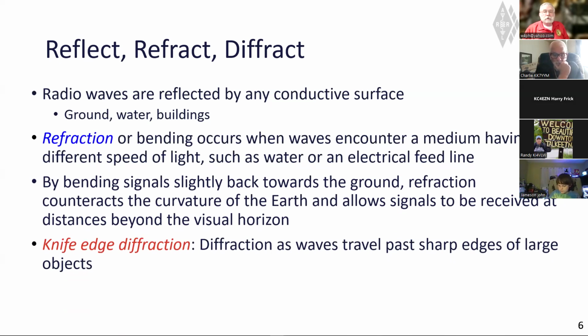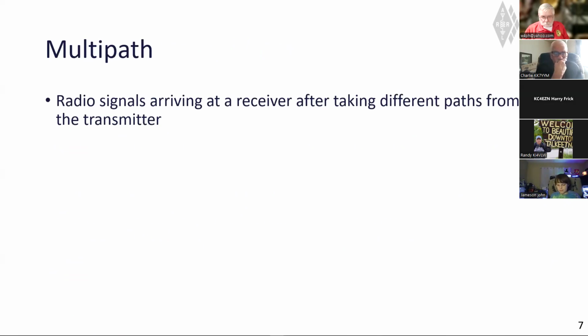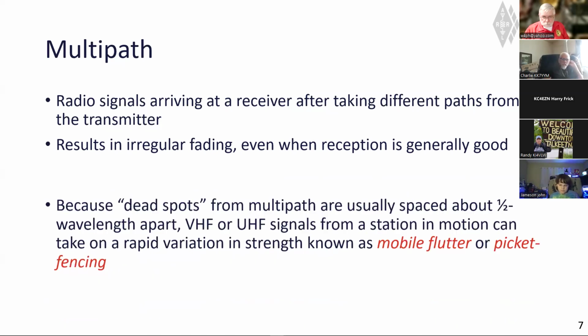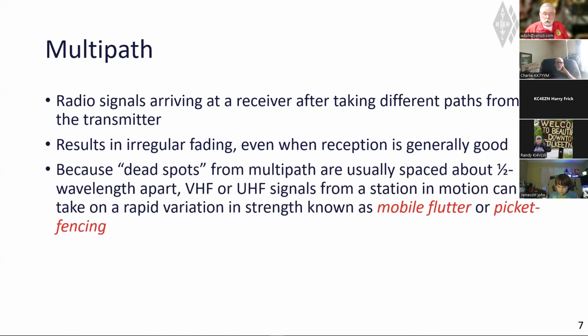Knife edge diffraction. Diffraction is when waves travel past sharp edges or large objects. Multipath. Radio signals arrive at a receiver after taking different paths from the transmitter. For instance, the reflections we were just talking about off of a building result in irregular fading even when reception is generally good. Those different paths can occur in the ionosphere.